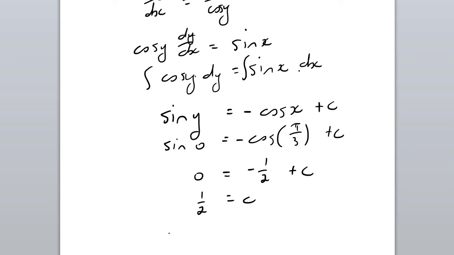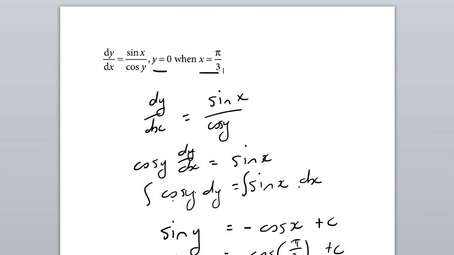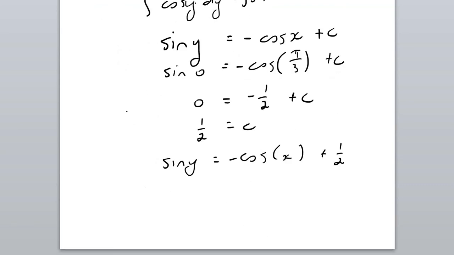And now I can go and rewrite my equation. Sine y is equal to negative cosine of x plus a half. Now, of course, the question is not here at the top, but they could mention that we should write this explicitly in terms of y. In other words, we have to make y the subject. But luckily for us, they did not mention that we have to write this in an explicit form, so I can leave my answer like this, in the implicit form, with sine y here as the subject.